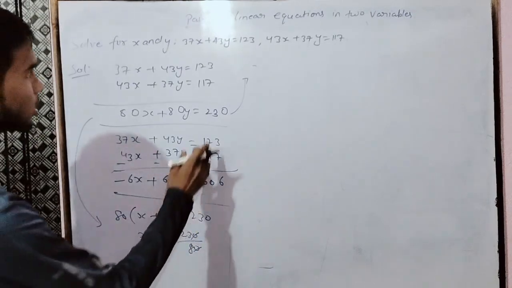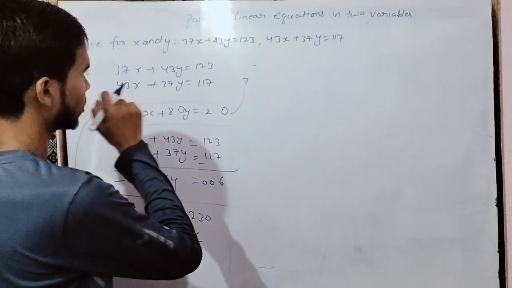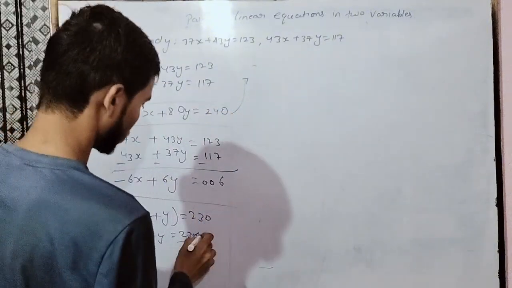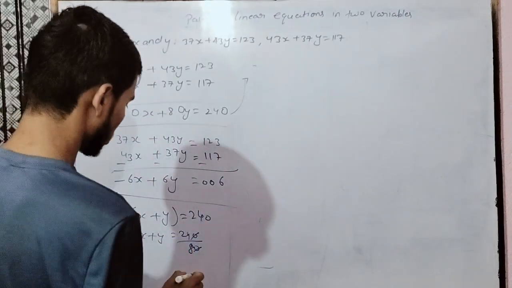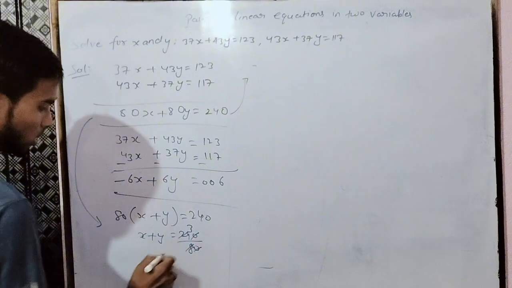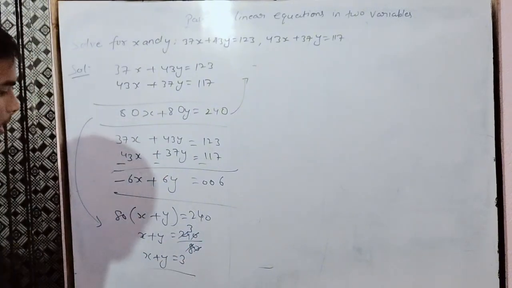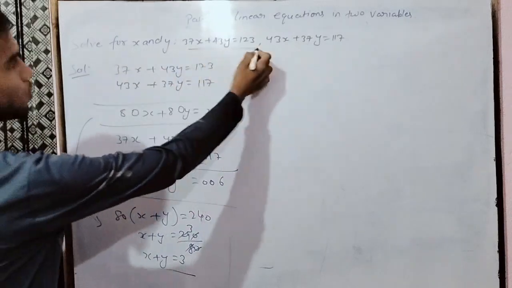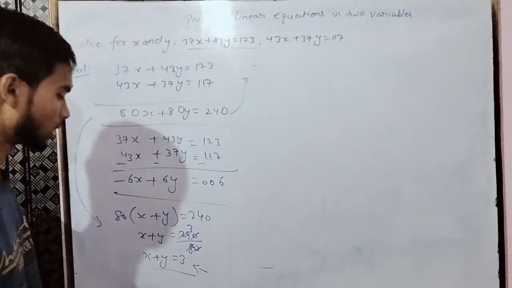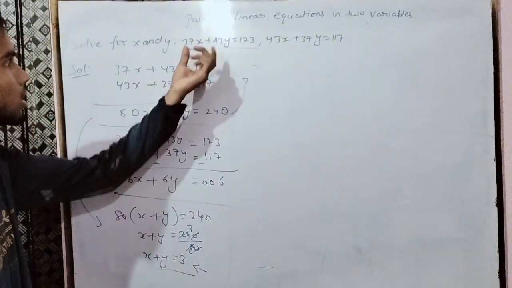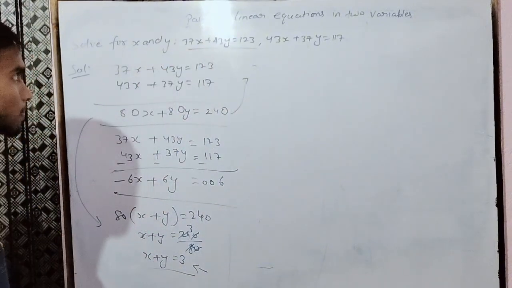So here this is 40. How? 2 3 4. And here x plus y is equal to 3. So we made this very simple in this way, as you can see. So we didn't change anything. You can see this is equal to this.